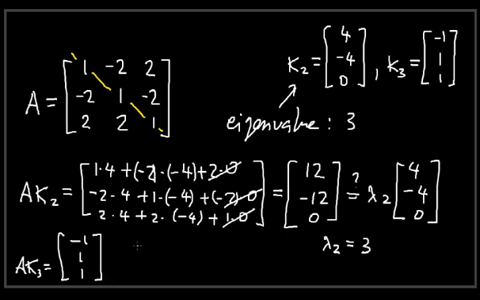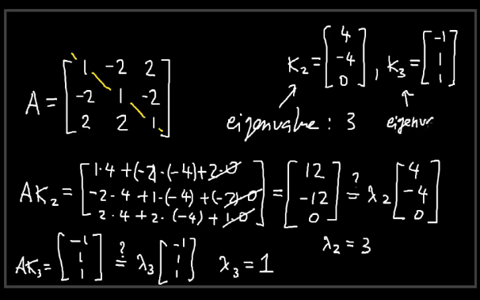Is this a scalar multiple of the given vector? Can we find a lambda 3 so that this vector is equal to lambda 3 times the vector minus 1, 1, 1? Well, of course we can, with lambda 3 being equal to 1. So then it turns out that k3 is also an eigenvector, and more precisely, it is an eigenvector for the eigenvalue 1.